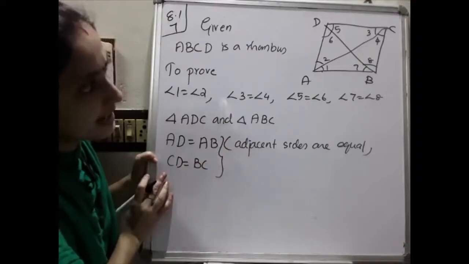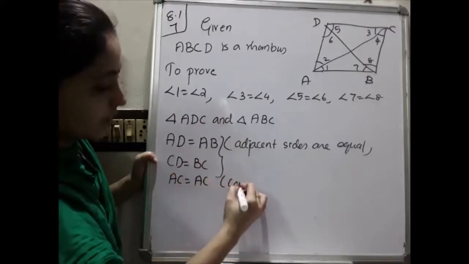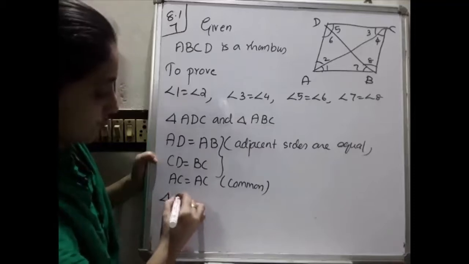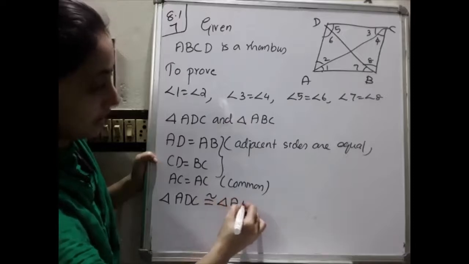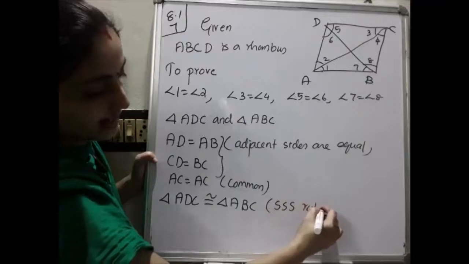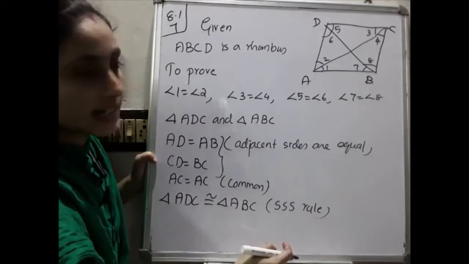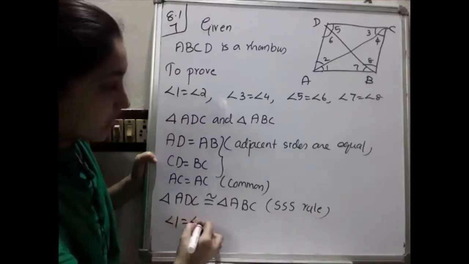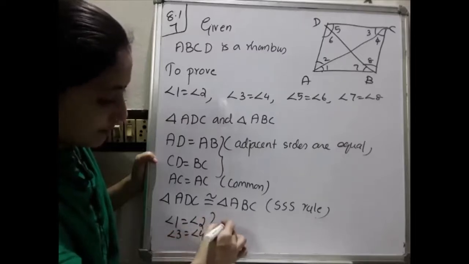Then is there any common? Yes. AC is equal to AC. Common. So by which congruence rule? Yes, SSS congruence rule. Triangle ADC is congruent to triangle ABC by SSS rule. Okay. Then if they are congruent, then their corresponding parts are also equal. Is it? So you can write angle 1 is equal to angle 2. Angle 3 is equal to angle 4 by CPCT.